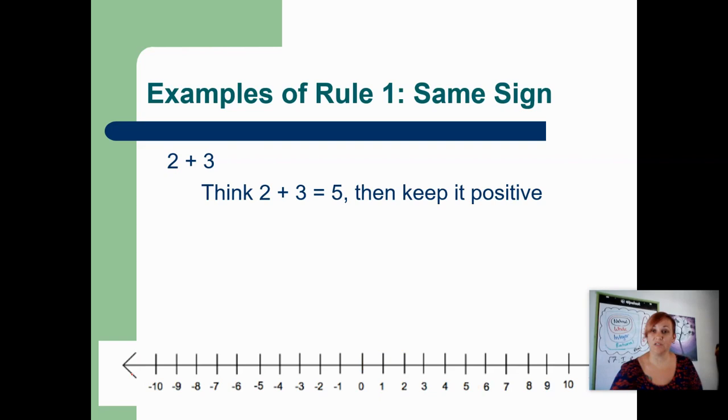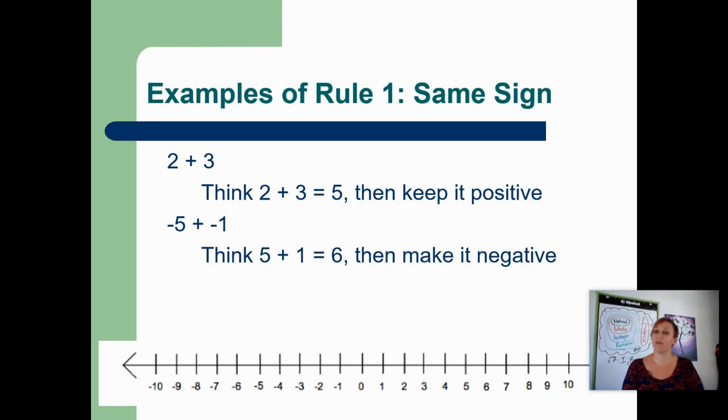All right, let's do another one. Negative 5 plus negative 1. So again, these numbers have the same sign. They're both negatives. So in my head, I'm going to say, what is 5 plus 1? And it's 6. But now, since they're both negative, I'm actually going to make my answer negative.